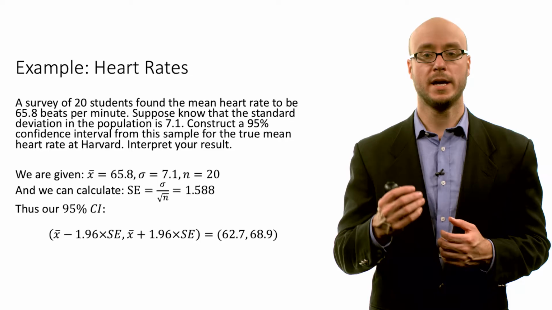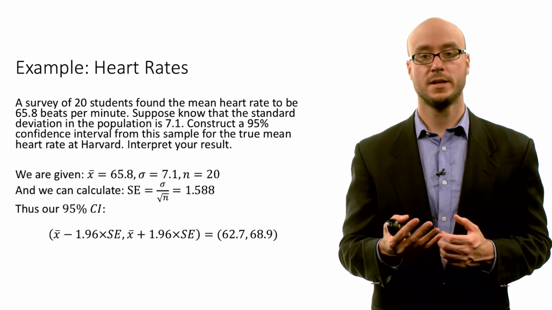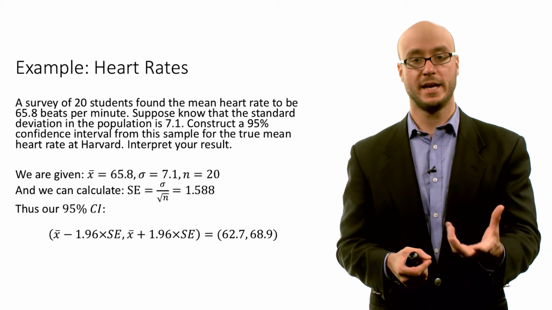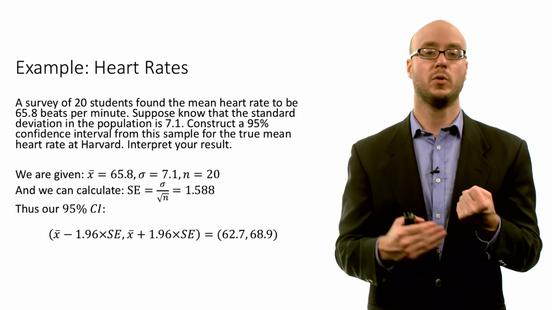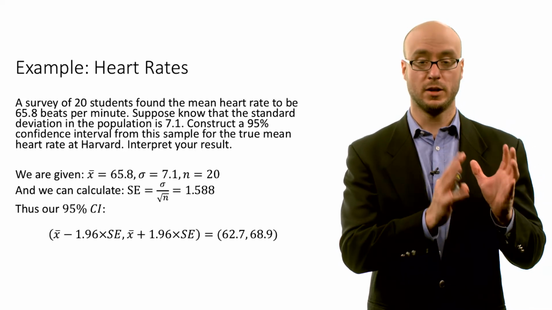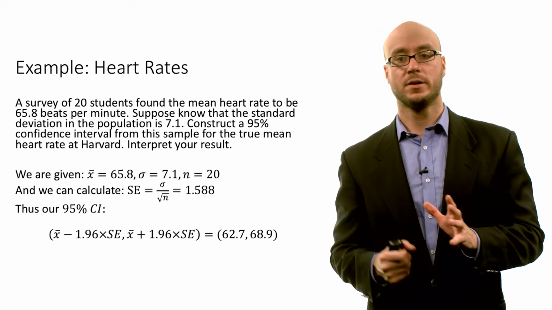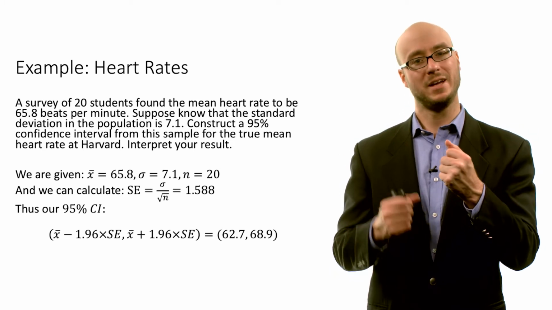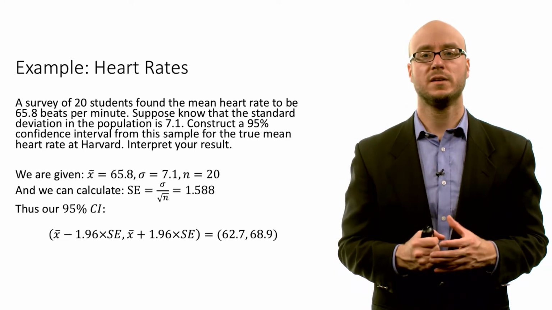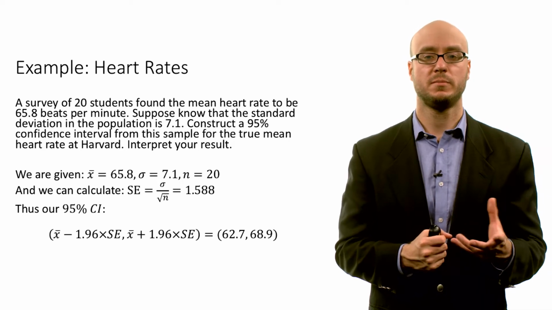So to do that, we can multiply the standard error by 1.96, both positive and negative values. And so in effect, what we do is we take our sample mean, we subtract 1.96 times our standard error to find a lower bound, and to find the upper bound, we take our point estimate and add 1.96 times the standard error. And we get this interval of 62.7 to 68.9.